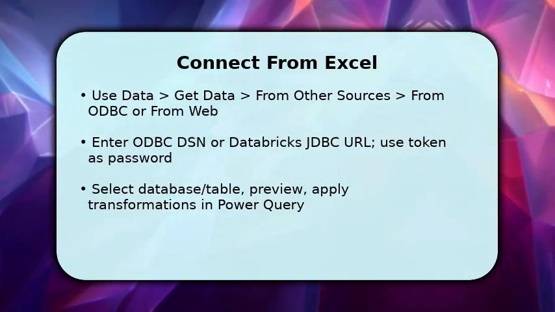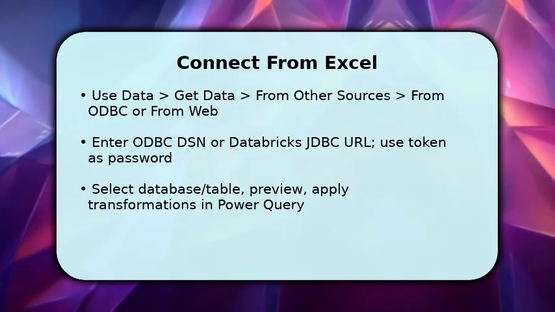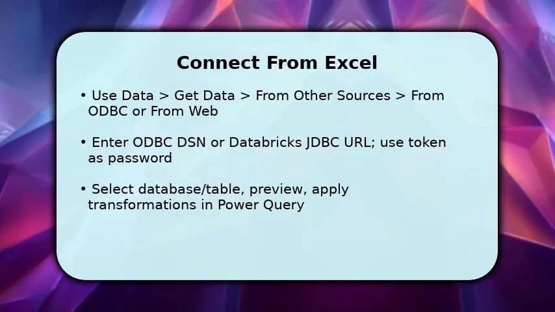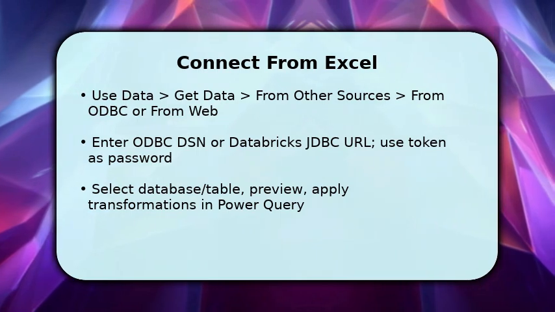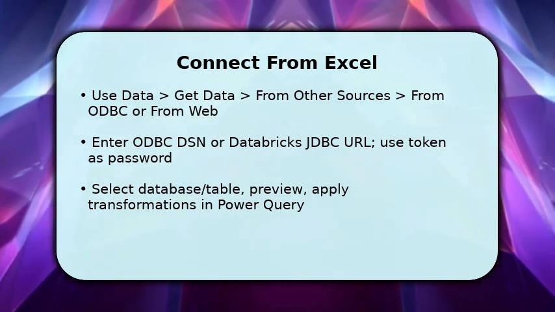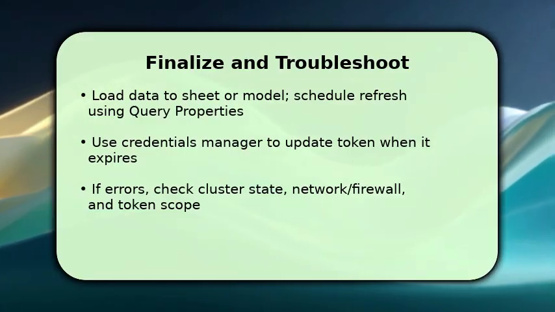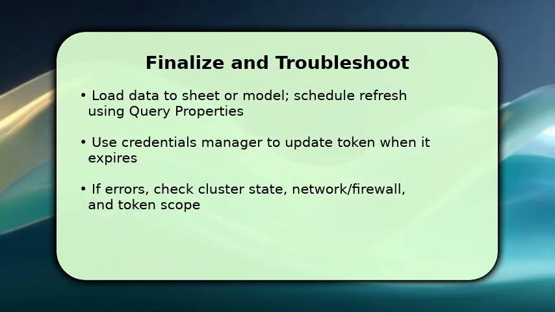This authorizes queries. Once connected, browse schemas and tables, load a preview, and use Power Query to filter, pivot, or transform rows. Make sure to set load options to table or connection only depending on needs. Finish by loading the transformed query to a sheet or the data model and configure refresh frequency in query properties so Excel keeps data current.